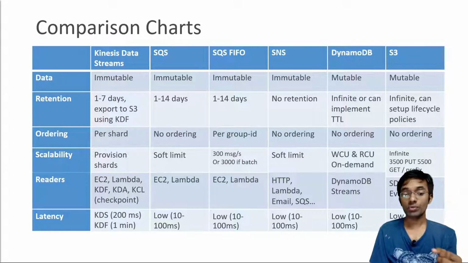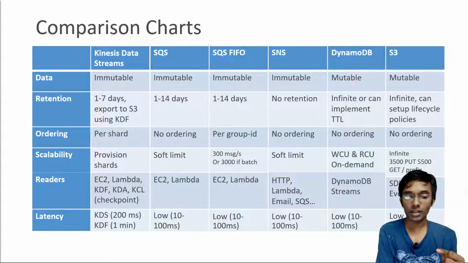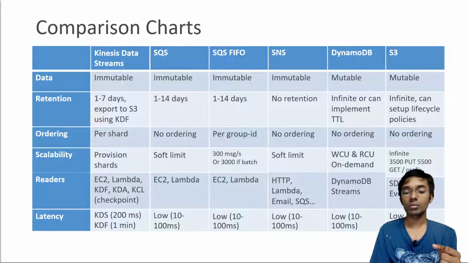Then we have SQS FIFO, which is very similar to SQS, but the data is still immutable. We still have the same retention period, but now there's ordering thanks to FIFO, which means first in first out, so we get ordering per group ID. Now because we have this ordering constraint, the scalability is going to be different. We have around 300 messages per second, or 3000 if we are using batching, 10 messages at a time. The readers can also be EC2 and Lambda functions, and the latency will be quite low, between 10 to 100 millisecond.